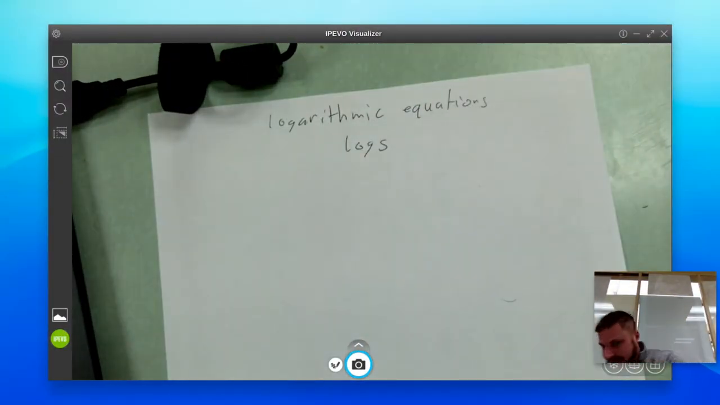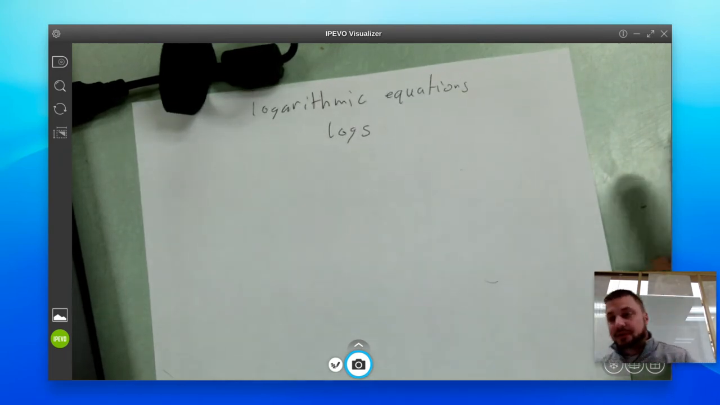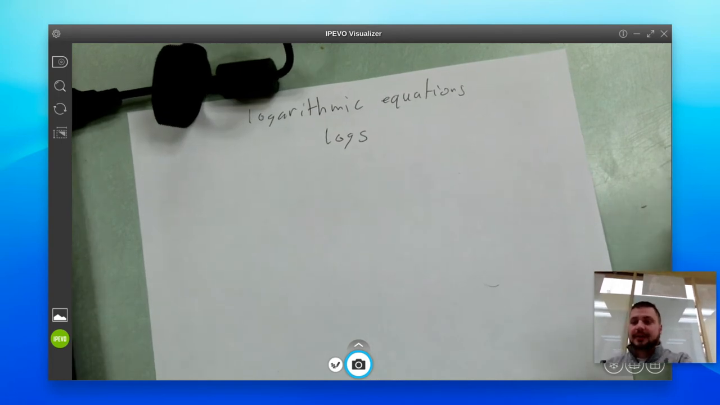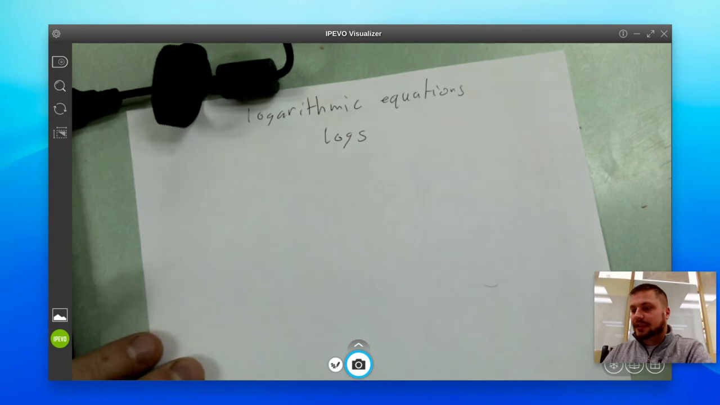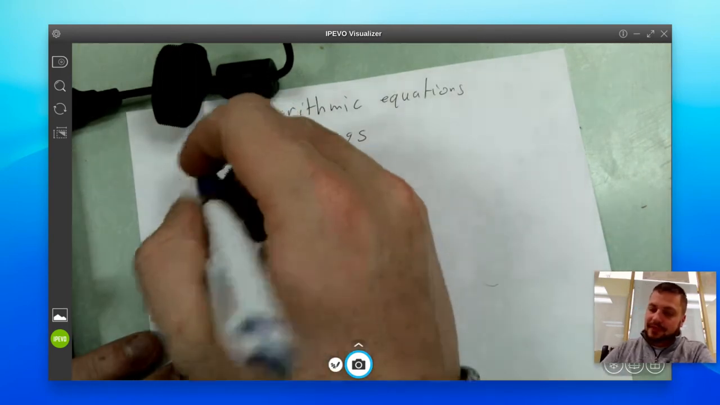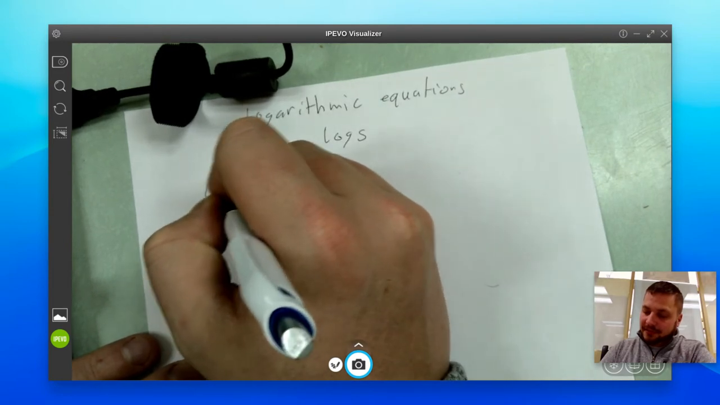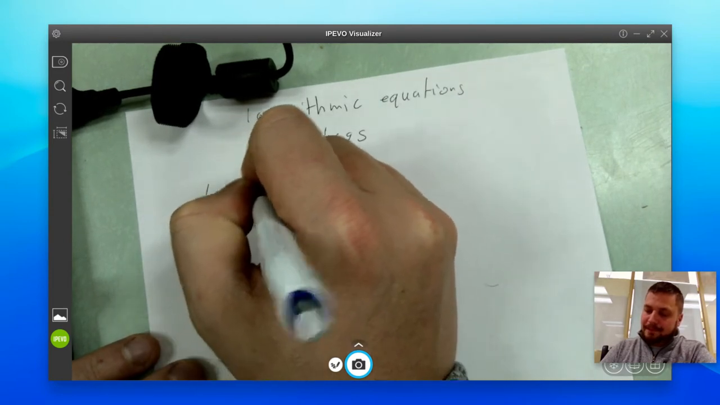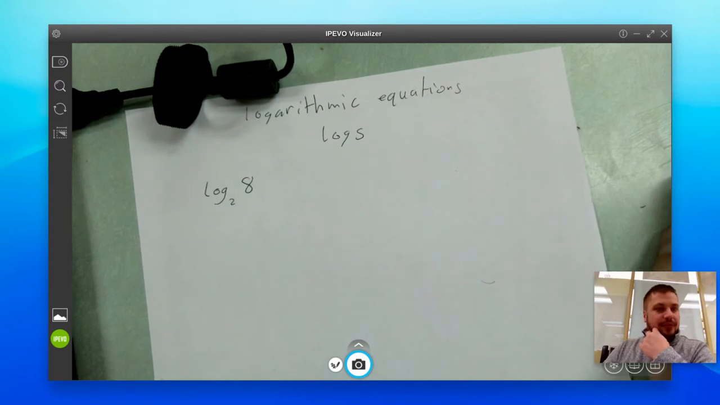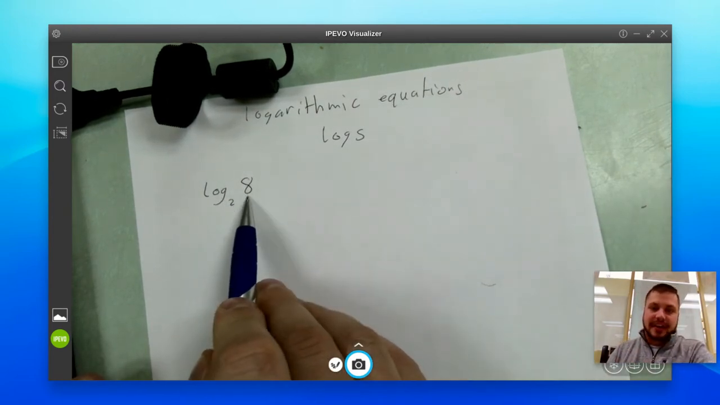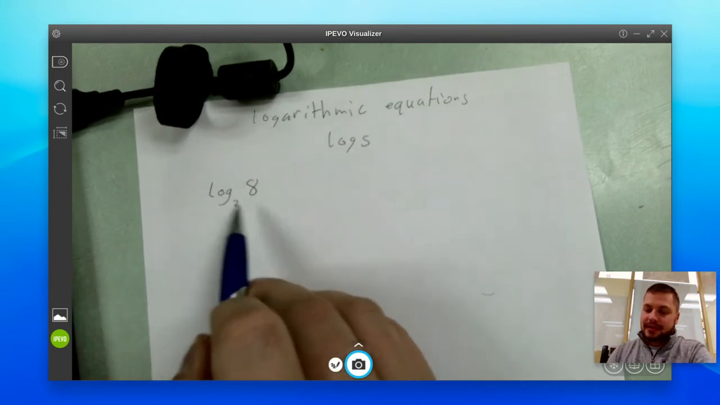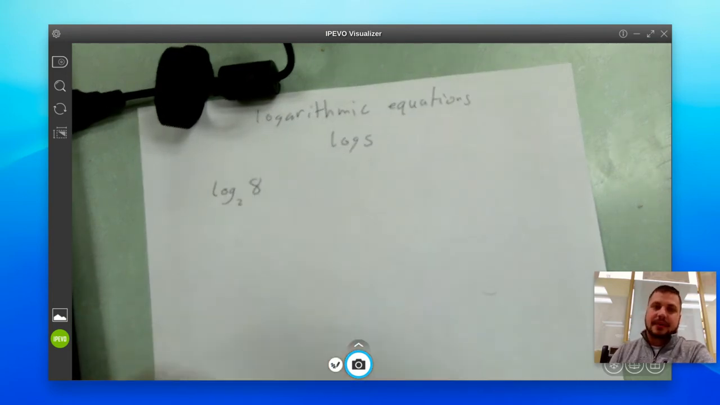There's a couple things that you got to understand. You got to understand what a log is in order to do math with them, obviously. So the most important part of this right now is just to understand what a log is and what a log means. So let's look at something like this. First of all, you would call this log base 2 of 8. Log base 2 of 8.